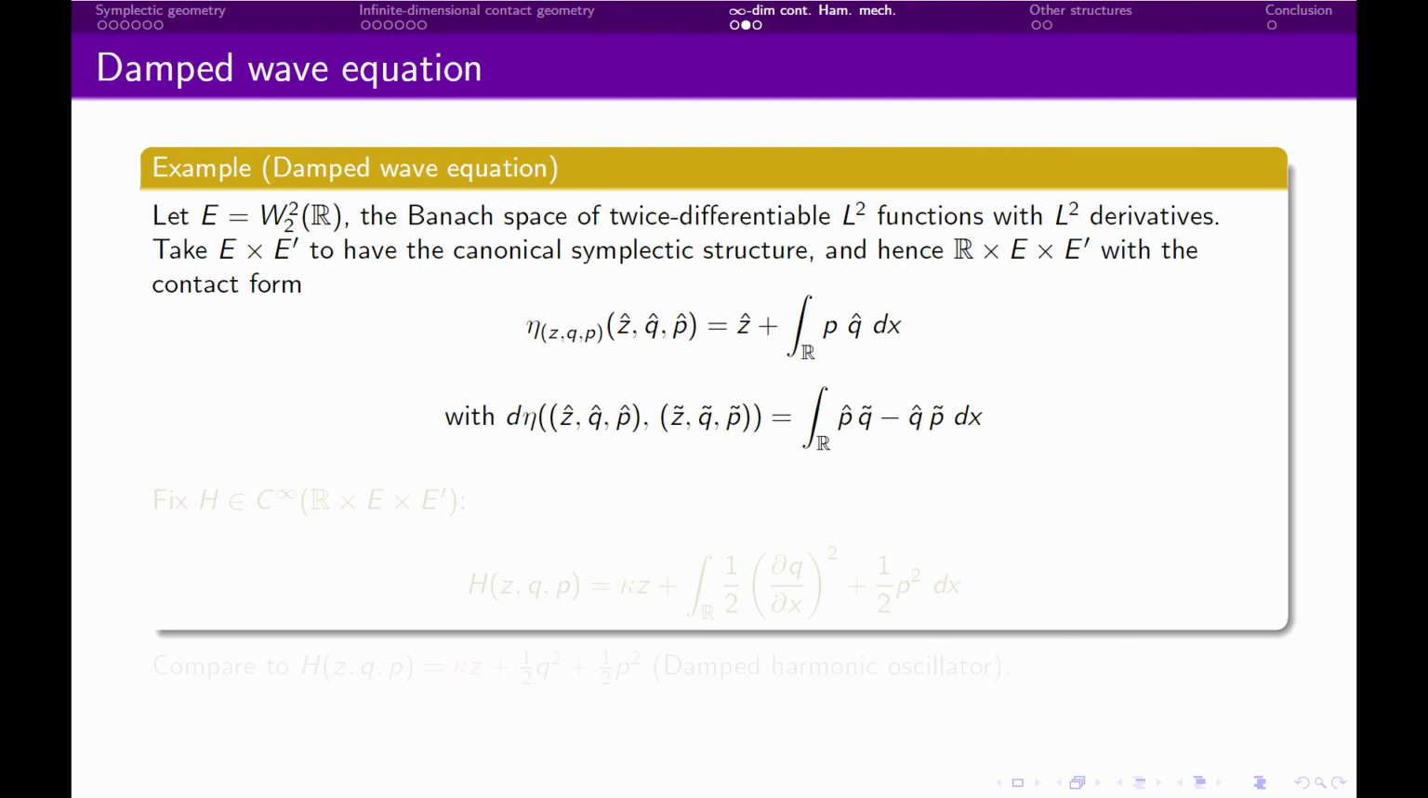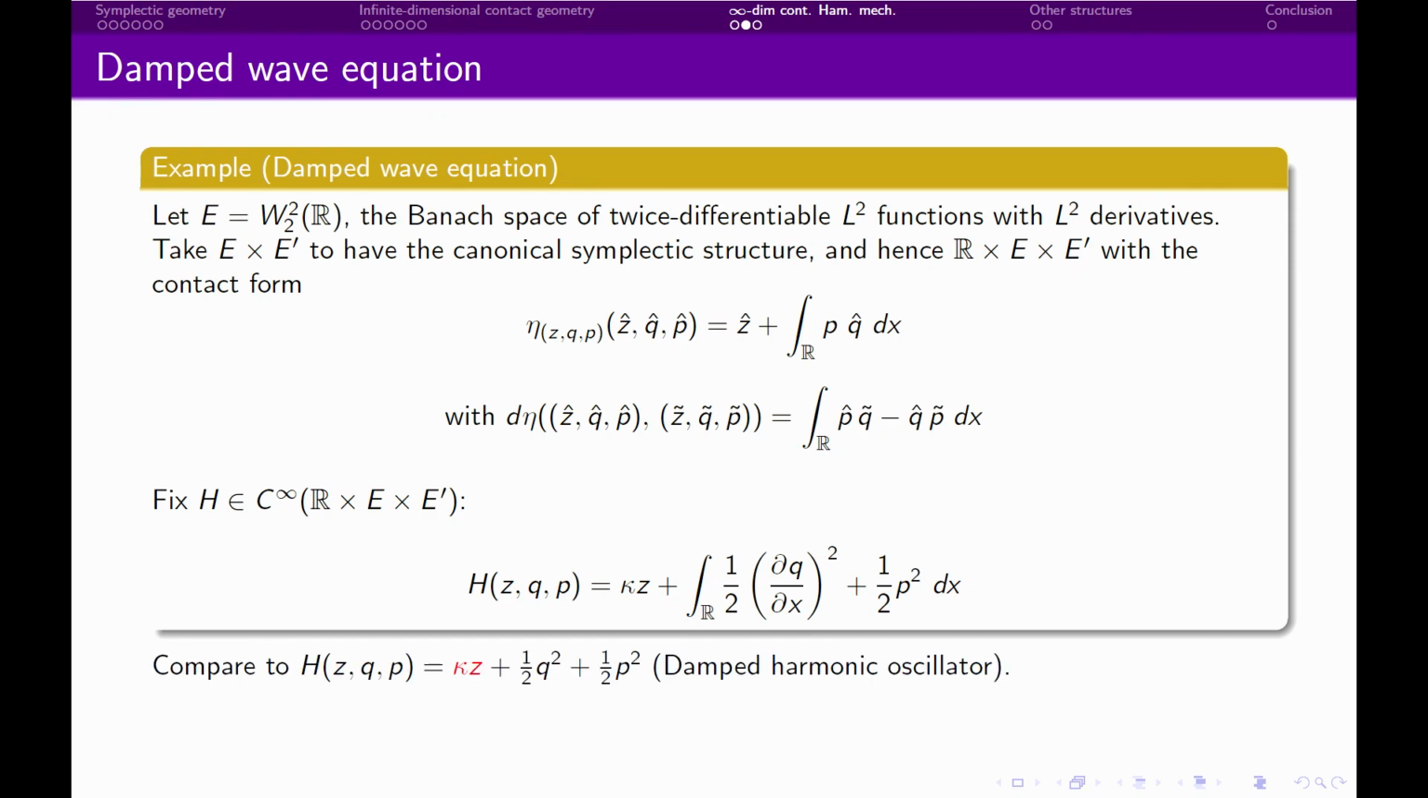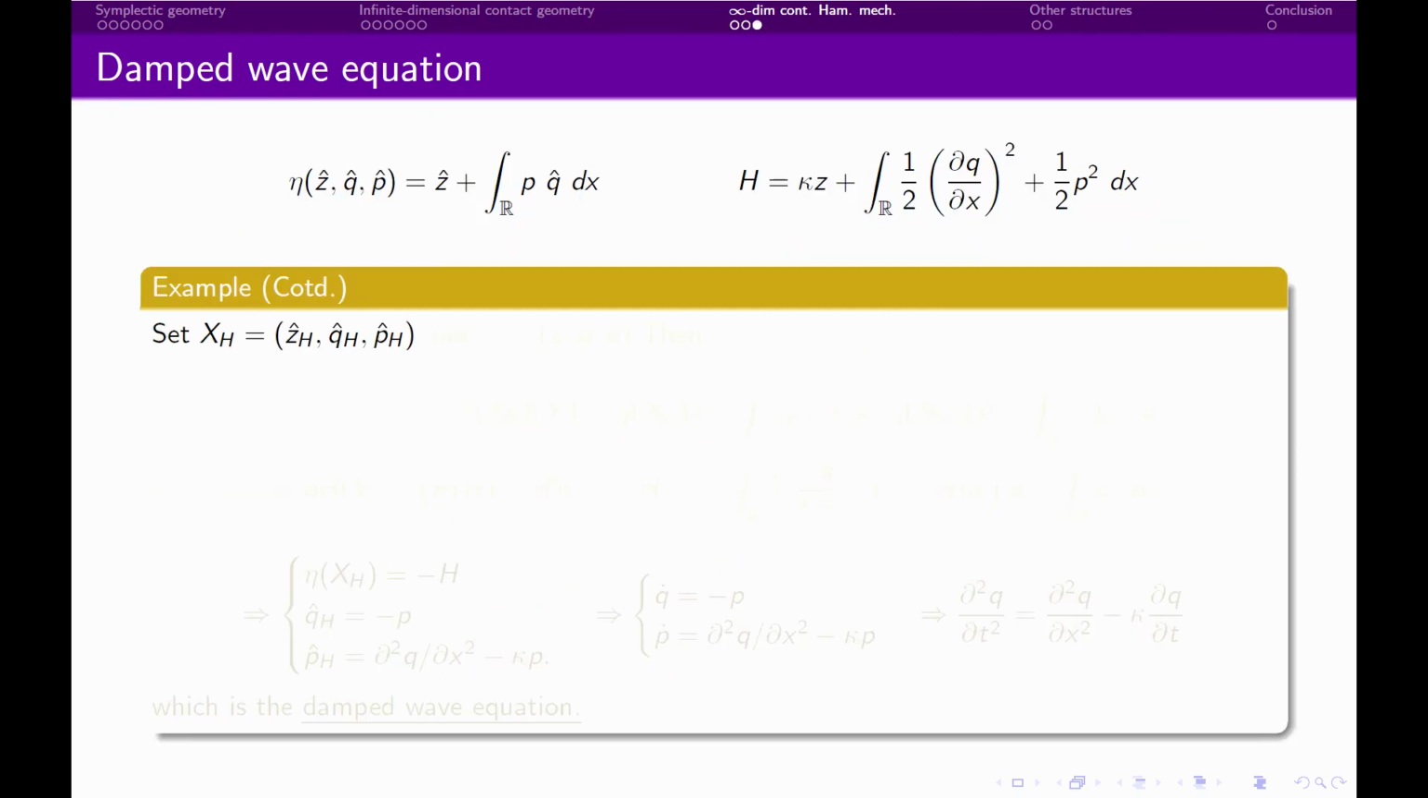And we have this is d eta. And so here we have this Hamiltonian functional, I guess you could call it. The point being that what's inside the integral is the Hamiltonian for the normal wave equation, but like in the damped harmonic oscillator case, we've added a term kappa z. So if you compare it to this.